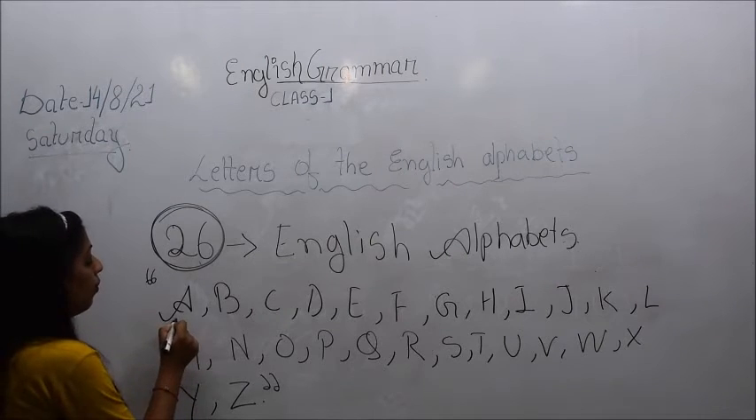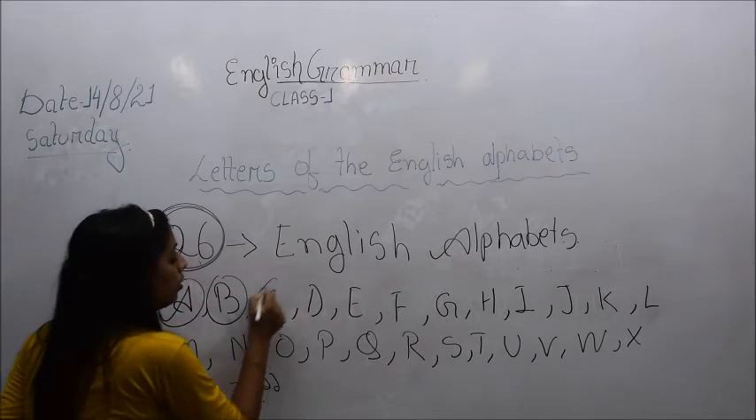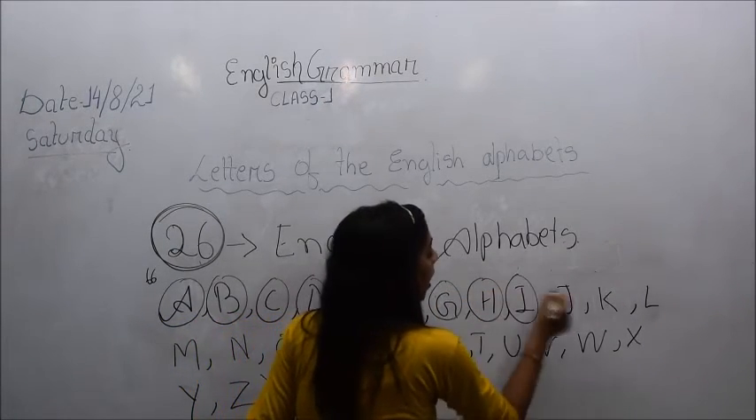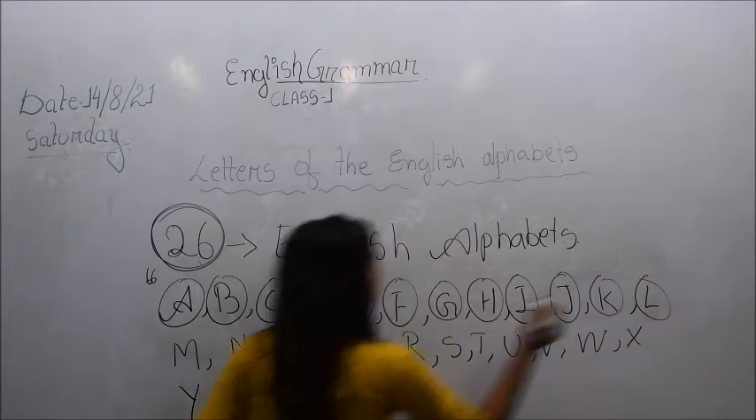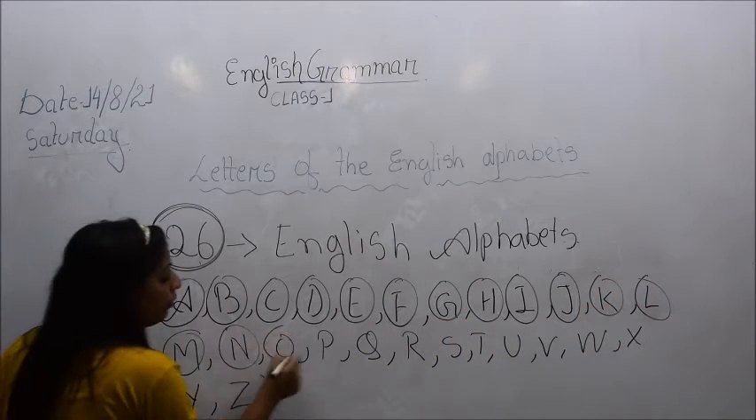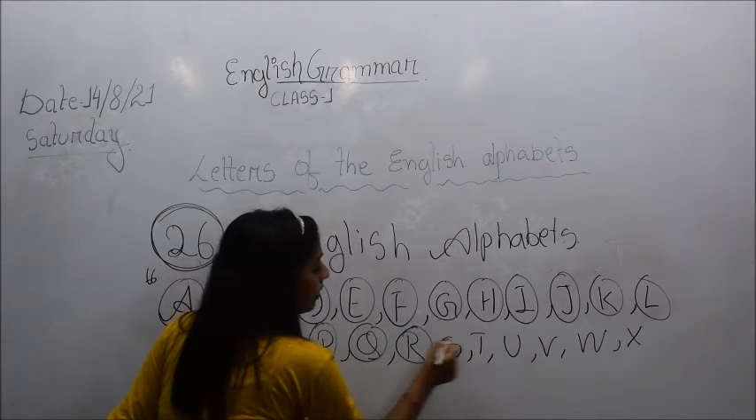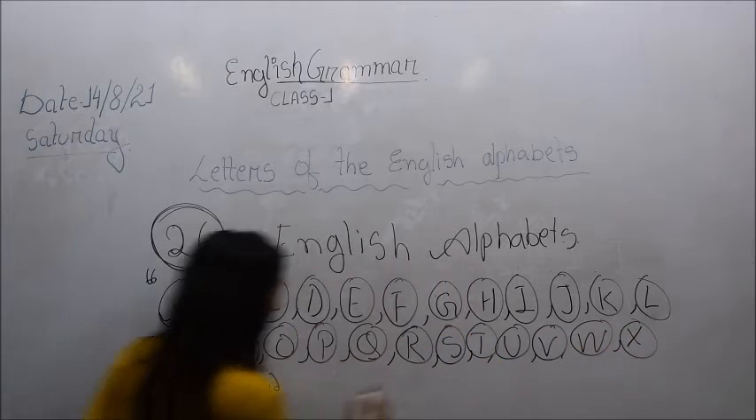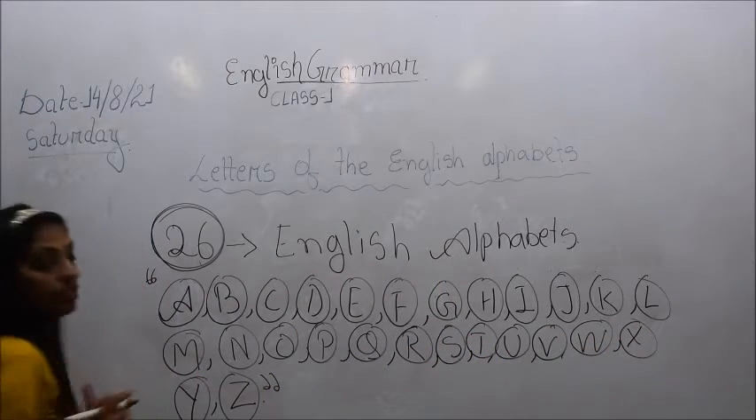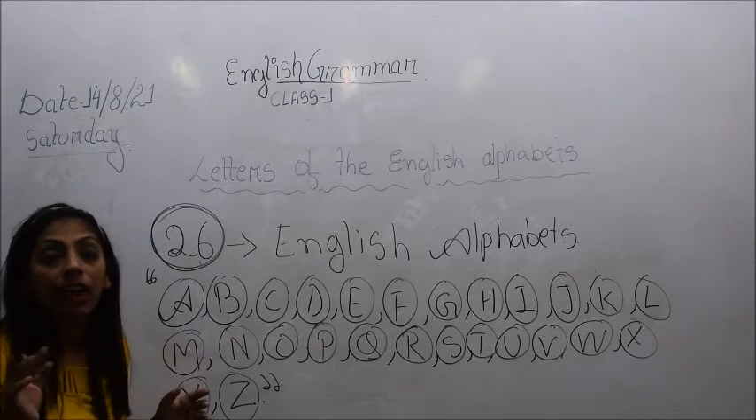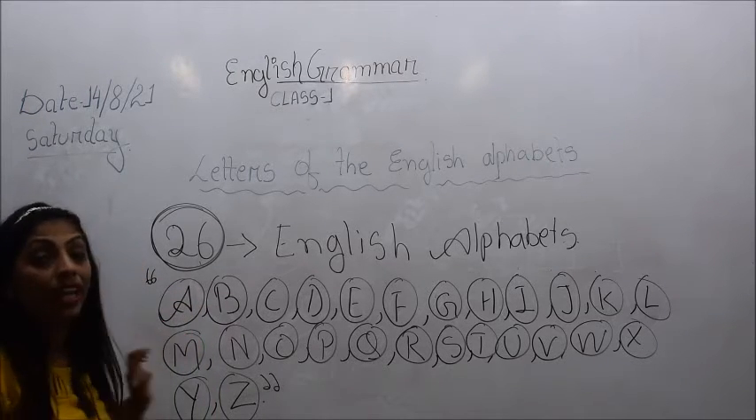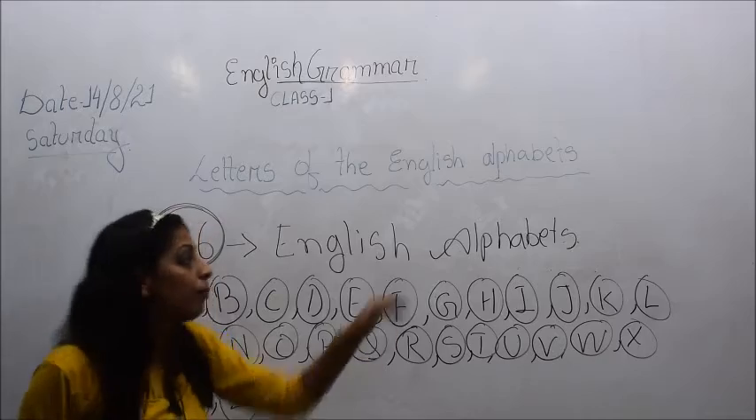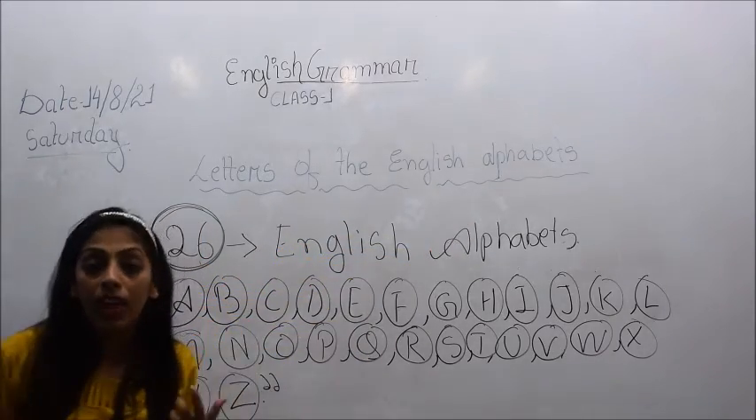1, 2, 3, 4, 5, 6, 7, 8, 9, 10, 11, 12, 13, 14, 15, 16, 17, 18, 19, 20, 21, 22, 23, 24, 25 and 26. So do you see, children, that there are 26 letters in the English alphabet, not in Hindi, but in English.